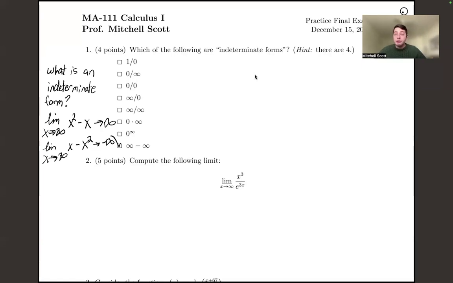So we have two different limits that are the same type. This is an infinity minus infinity limit, and this is an infinity minus infinity limit, but they go to different values. That's why we call them indeterminate.